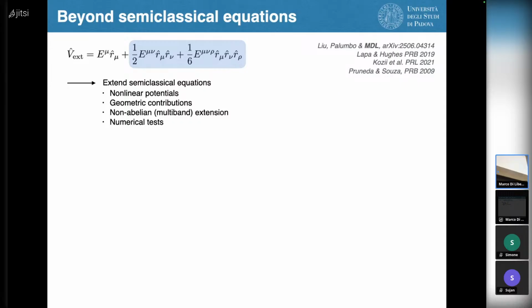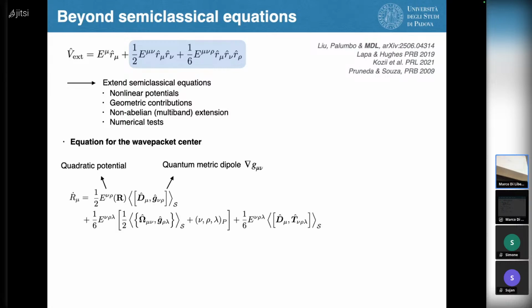I will show you that you get a geometric contribution. I will show you that we also obtain a formulation in the non-abelian case and test it to see what you can actually see. This is the equation we obtained together with some other people, and also extended to non-abelian. So let's drop the linear part. The first correction is the quadratic potential.